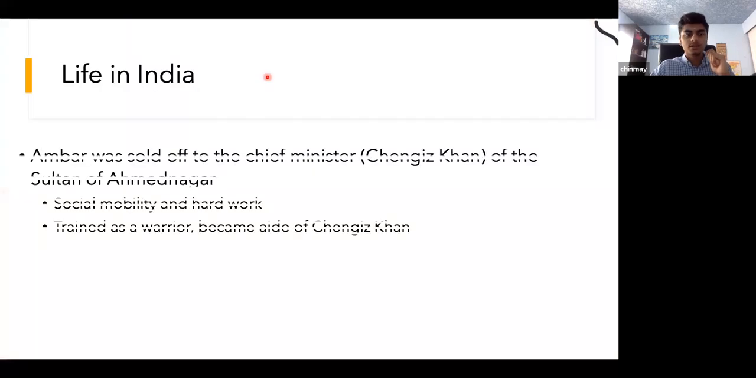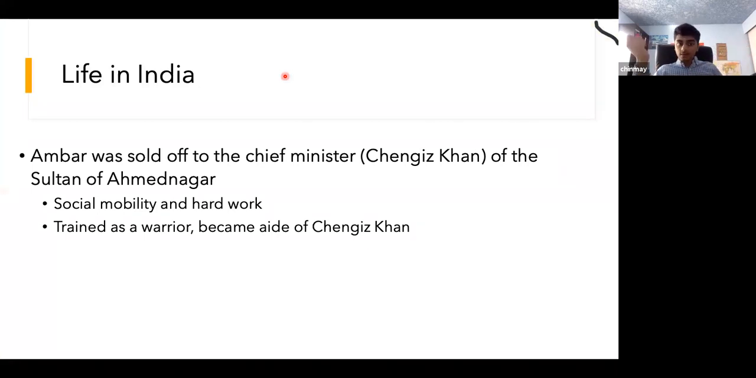His life in India was such that after he got here, Mir Qasim sold him off to the chief minister of the Sultan of Ahmednagar. So that tied Ambar very close to the royal family of Ahmednagar. Although he was still a slave, what Ambar realized was in India, even for slaves, social mobility was a very possible opportunity. Social mobility is the concept that America was founded upon.